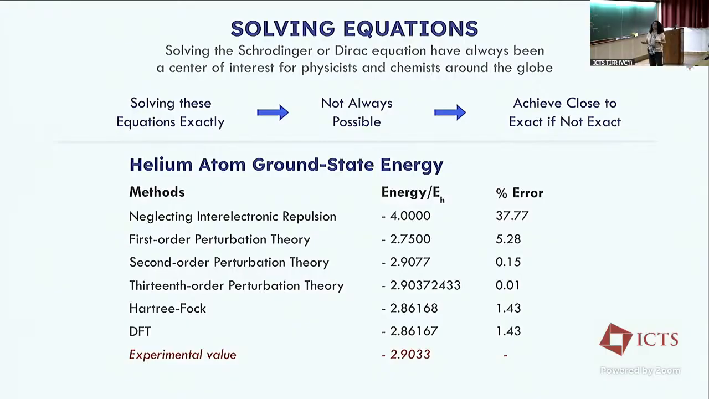The real challenge in solving these wave equations is the electron-electron repulsion term present in the Hamiltonian. So if I ignore that electronic repulsion term, then the energy calculated is around 38% off from the experimental values which we get. And this inter-electronic repulsion can be included perturbatively, and if we do perturbation up to the order of 13, then we see that the theoretical results match up to 0.01% when compared to the experimental value. But perturbation theory is not always feasible, especially for heavier atoms.